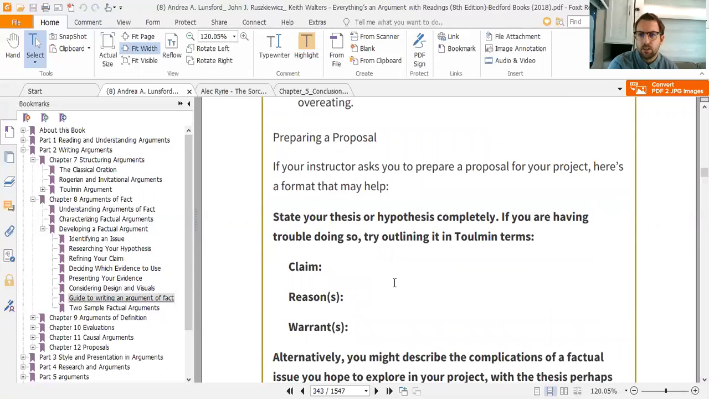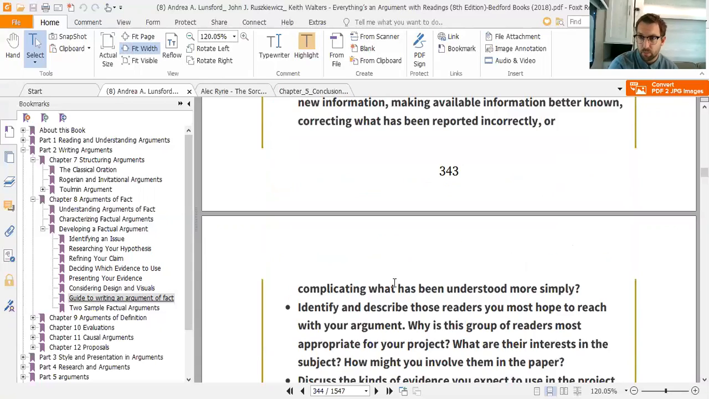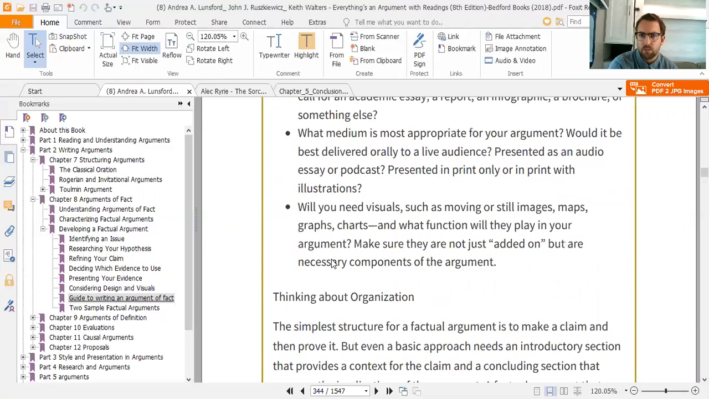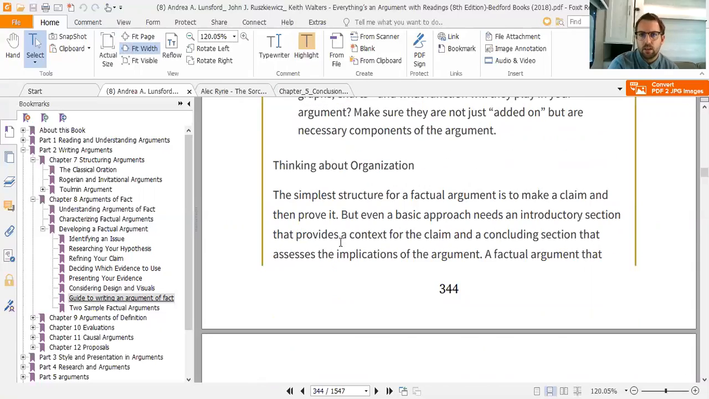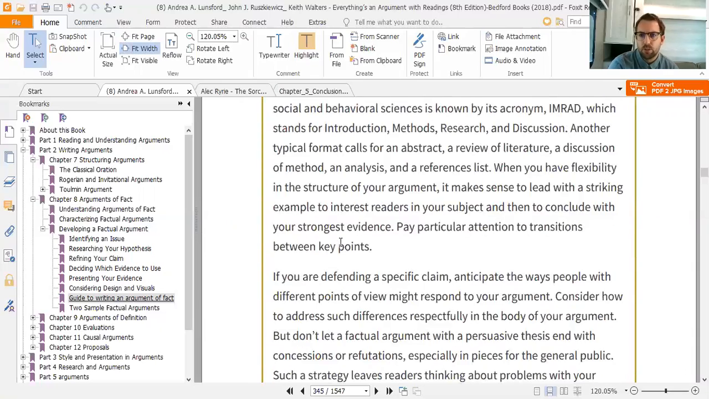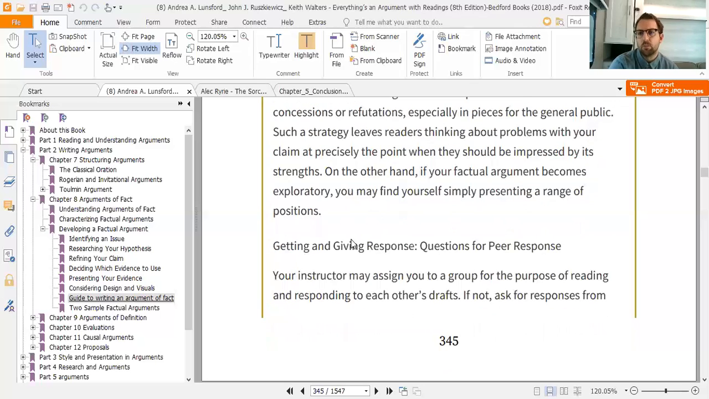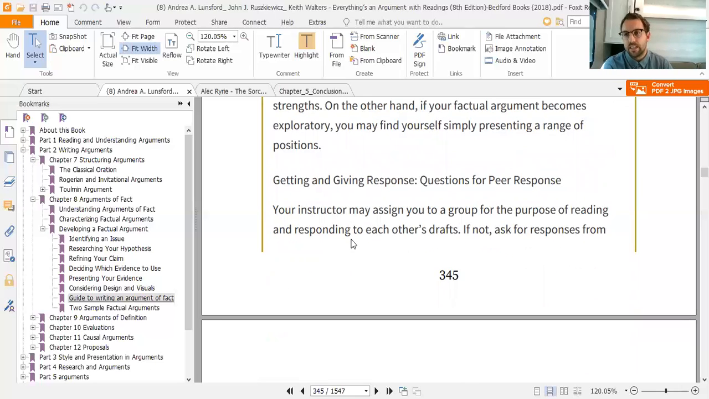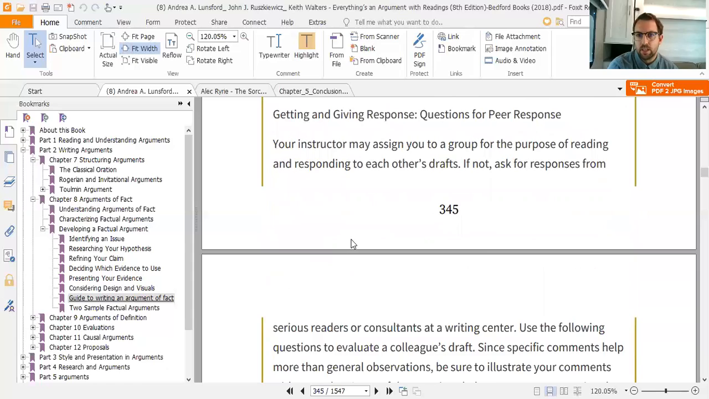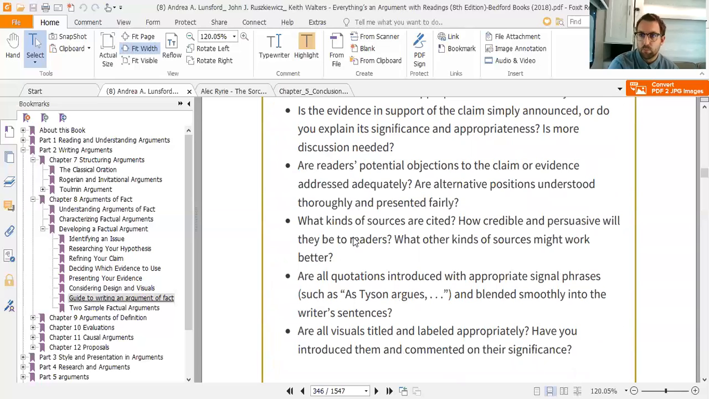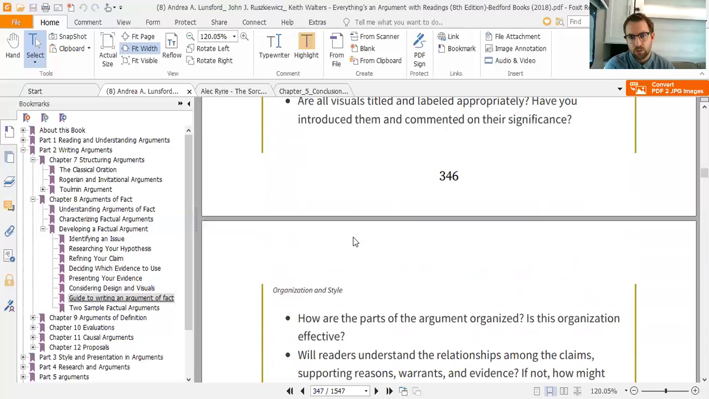You don't have to worry about preparing the proposal, anything that comes back to the Toulmin model. Then it goes into considering genre and media, but more than anything, look at thinking about organization. This portion of the guide really helps you consider the audience, and that's what you need to be looking at when you're analyzing your source and when you're thinking about your own arguments: how does the organization connect your argument to your audience? All of this is going to be significant when you're doing your post, but also when you're thinking about the application to your own writing.